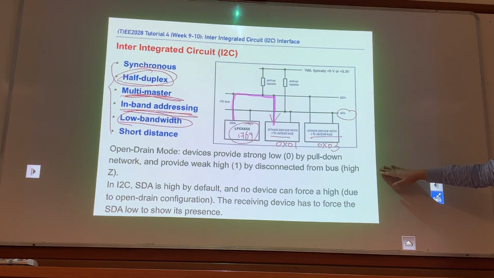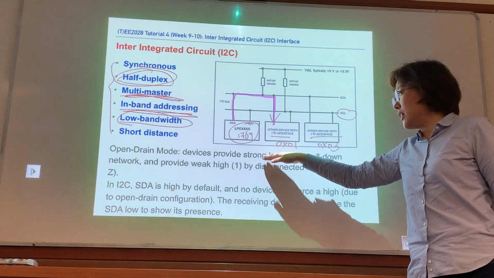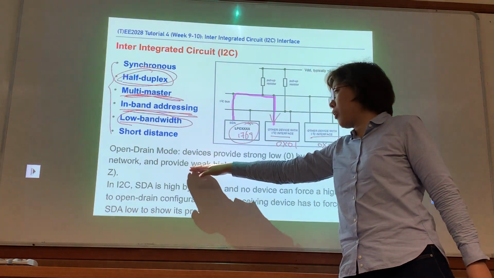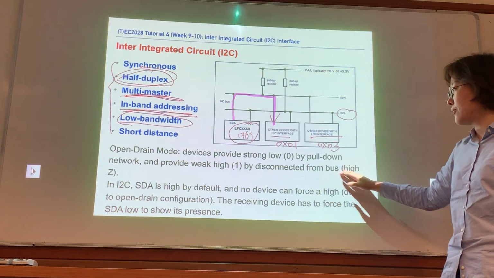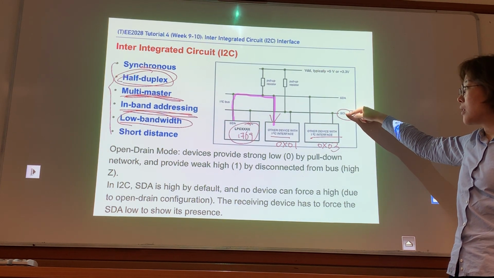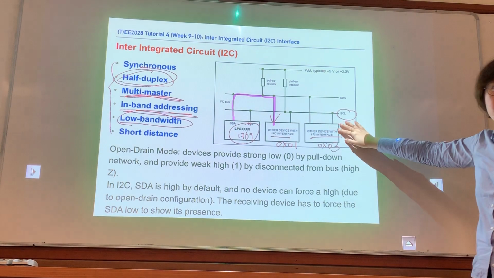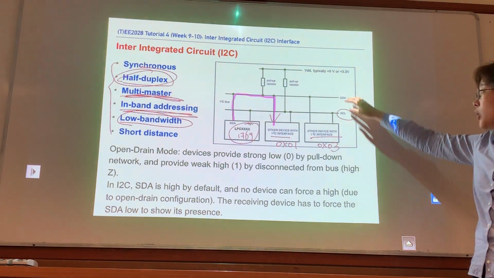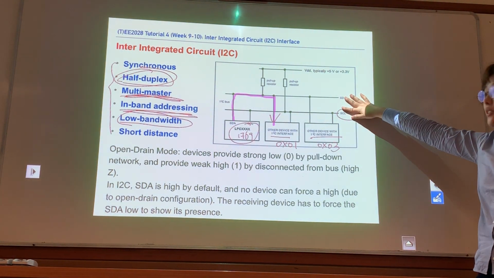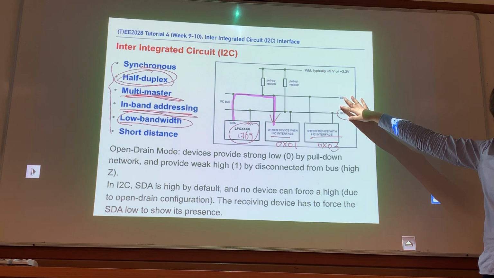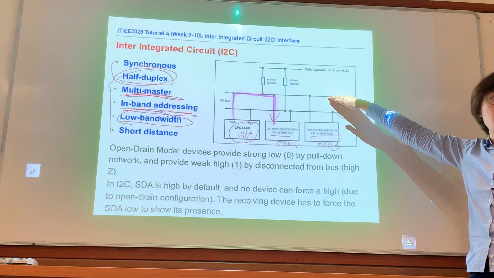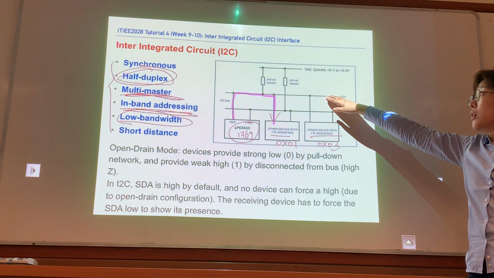Here is the explanation. The device can provide a strong low by pulling down the network, and can provide a weak high by disconnecting from the bus. Can you see that you have SDA and SCL here? If nothing is connected to these two channels, what will you get on these two? If there's no device connected here and you measure, what will the voltage be? 5 volts. You will get this.